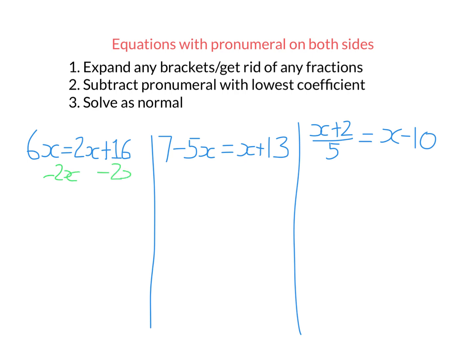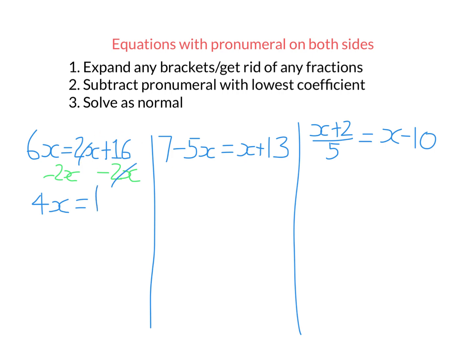Now make sure you know about like terms. 6x minus 2x is just 4x. But when I'm subtracting 2x from this side of the equation, I can't subtract 2x from 16. They're not like terms. I'm subtracting 2x from 2x. And of course, 2x minus 2x is 0. They cancel out. That's why we did it. We subtracted 2x to get rid of it from the right-hand side.